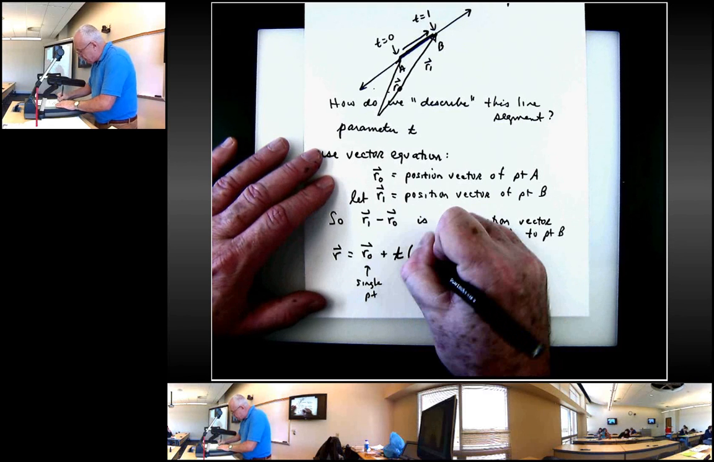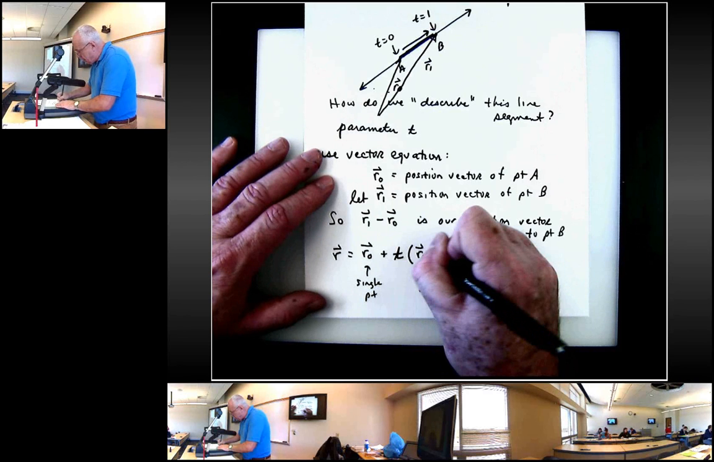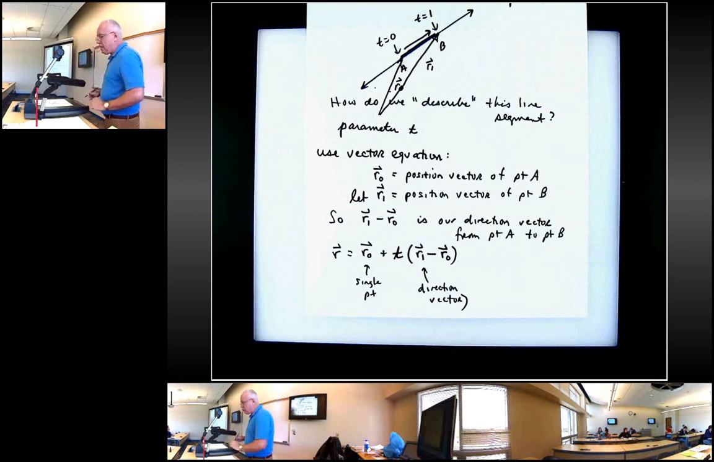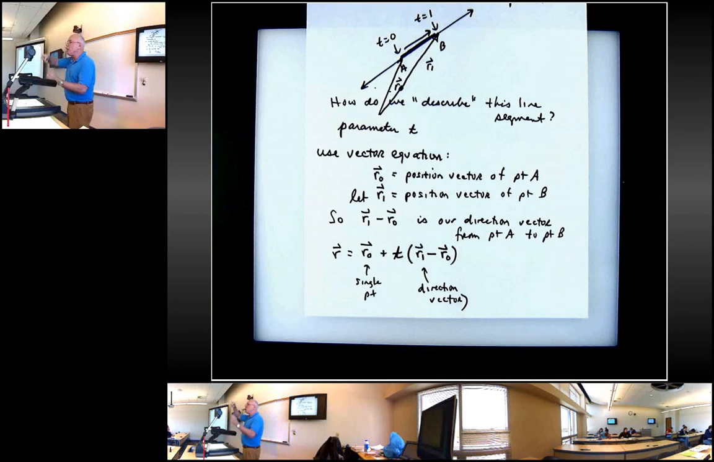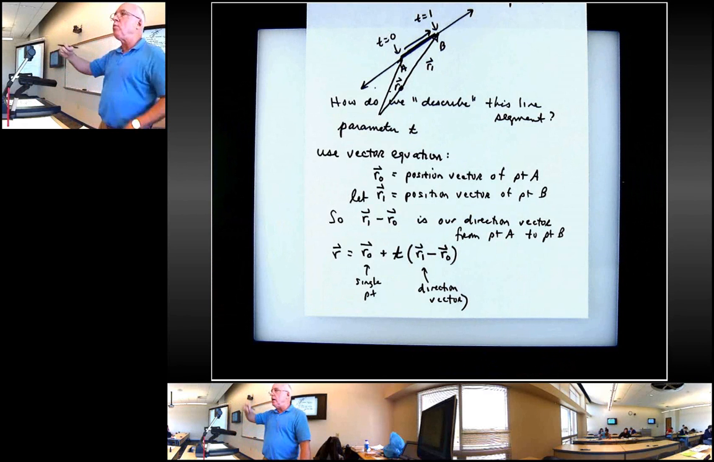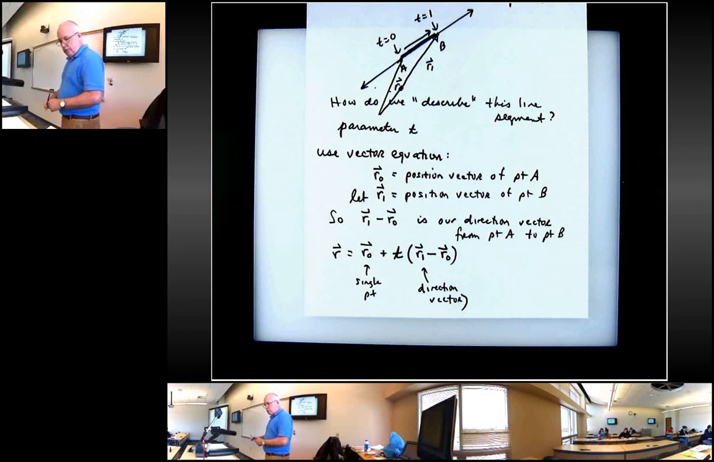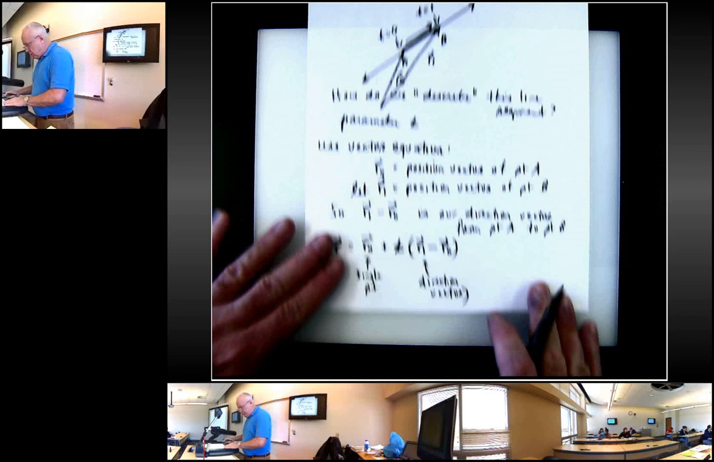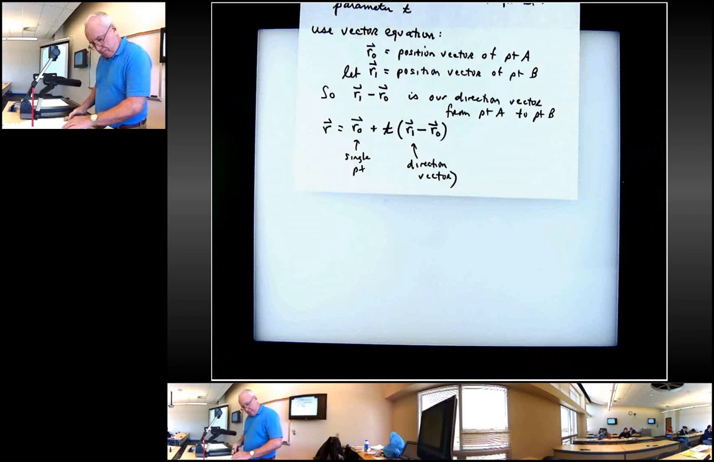And our direction vector is R1 minus R naught. We're just looking at it as going from A to B. If we were going the other way, then we would transpose those. All right, so let's see what we have here then.